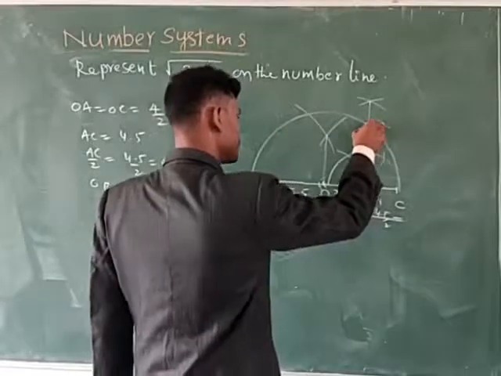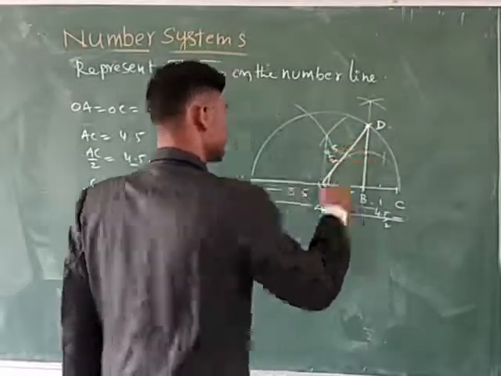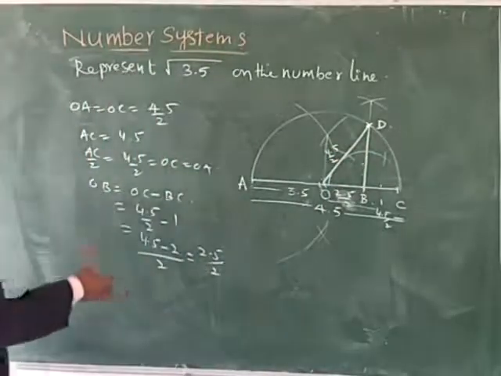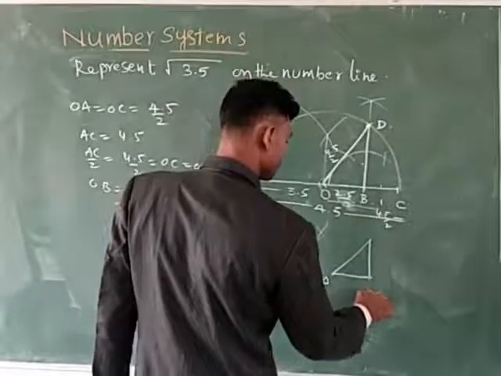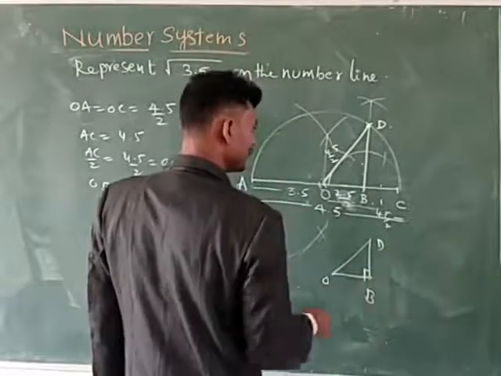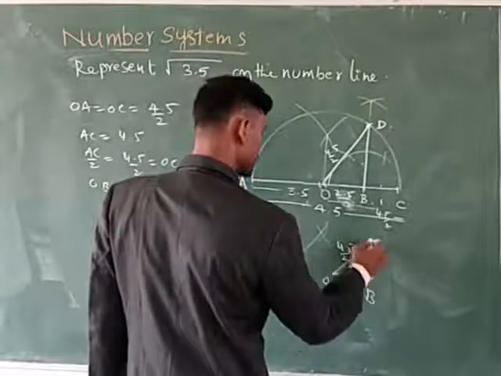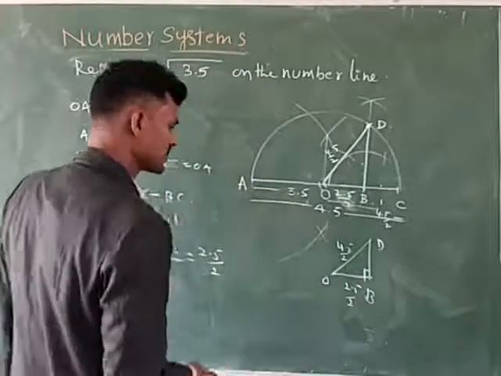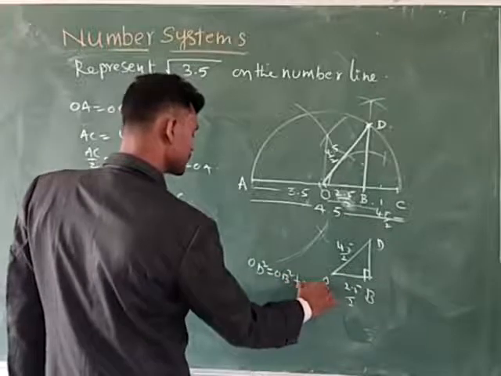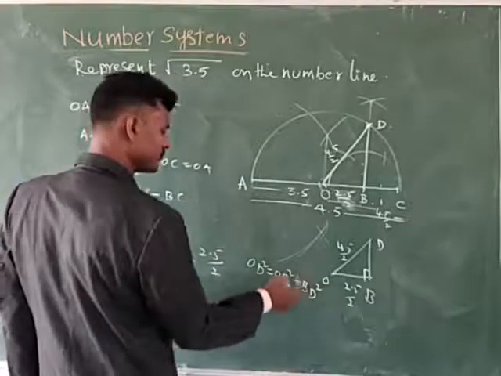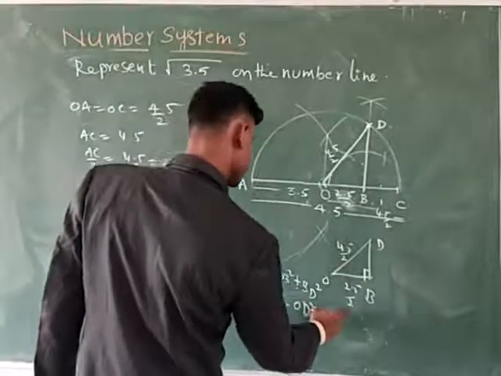Now you have to join O and D with the help of the scale. This is also 4.5 by 2. Now see here, you have to draw a small triangle. This is O, here B, this is D, this is the right angle. Now this is 2.5 by 2 and this is 4.5 by 2. Now you have to find BD by using the Pythagoras theorem. Here OD square is equal to OB square plus BD square. We want BD, then BD square is equal to OD square minus OB square.